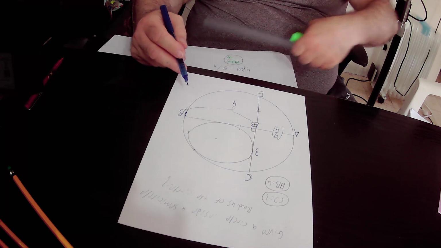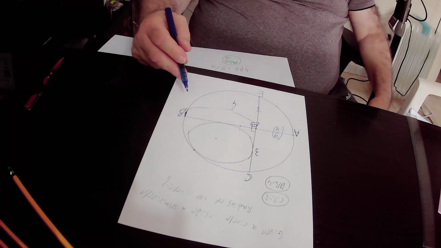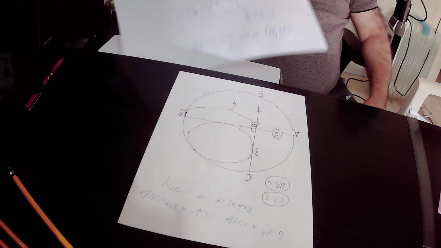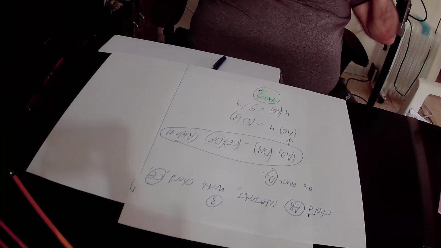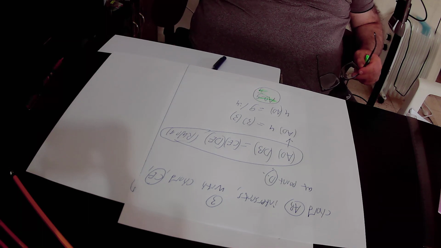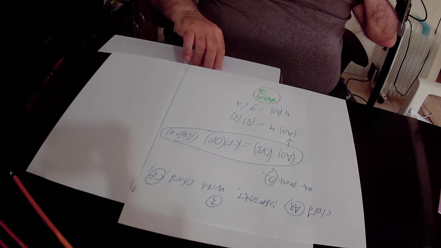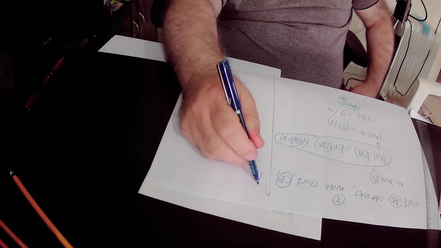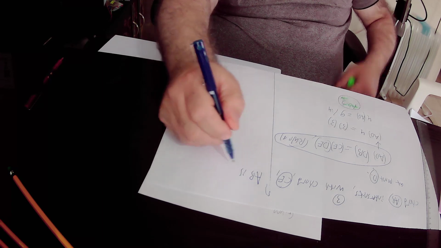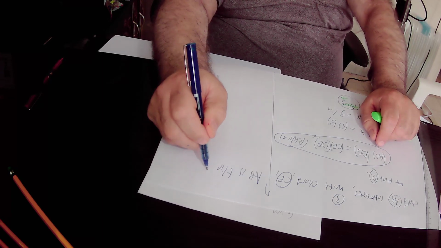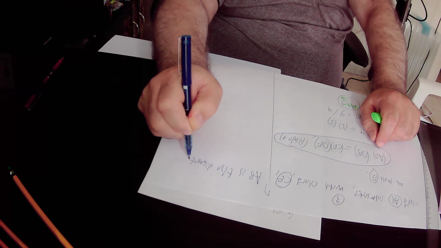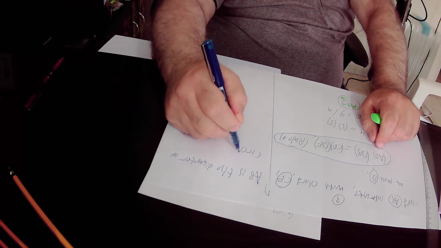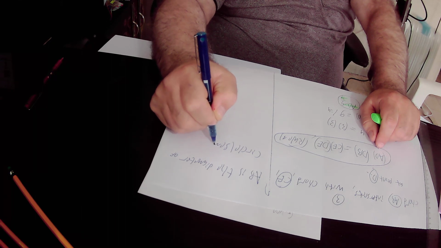and AB, we know that AB is the diameter of the circle, of the big circle, and also the diameter of the semicircles. Okay, so I write it here that AB is the diameter of the circle and the semicircles.